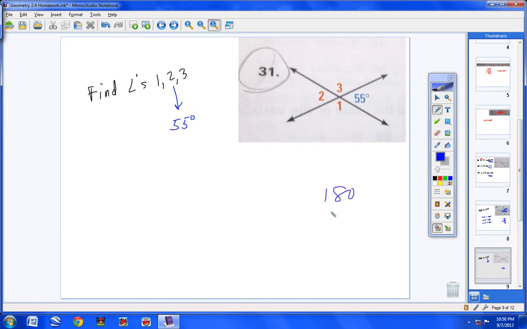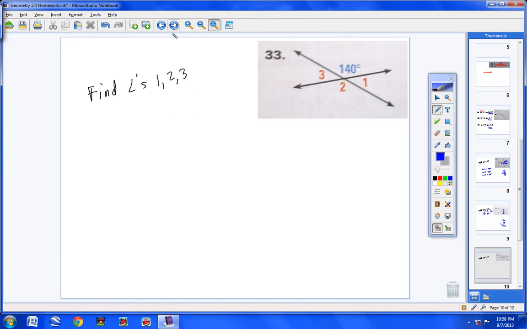So I'm going to take 180 and subtract 55 degrees, and I'm going to get 125. So this angle right here has to be 125, and that means angle 1, their vertical angles, has to be 125. So angle 1, 125 degrees. Angle 3, 125 degrees.